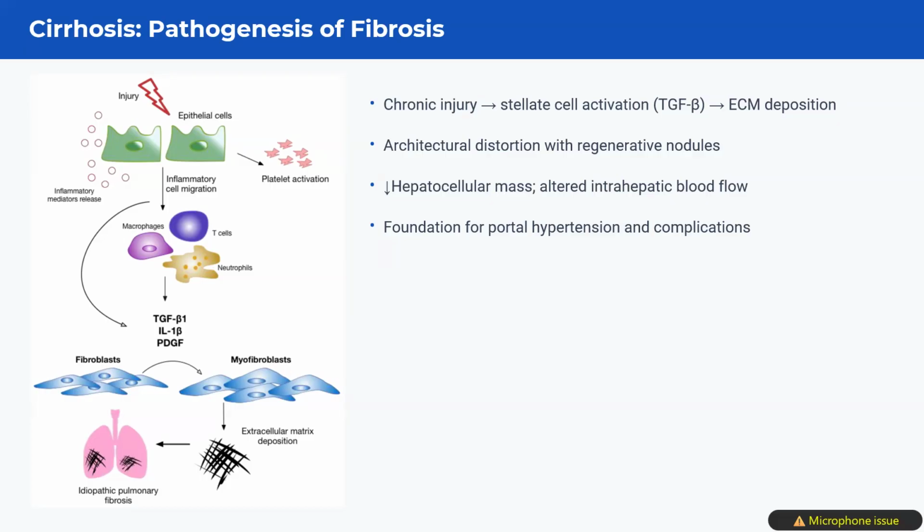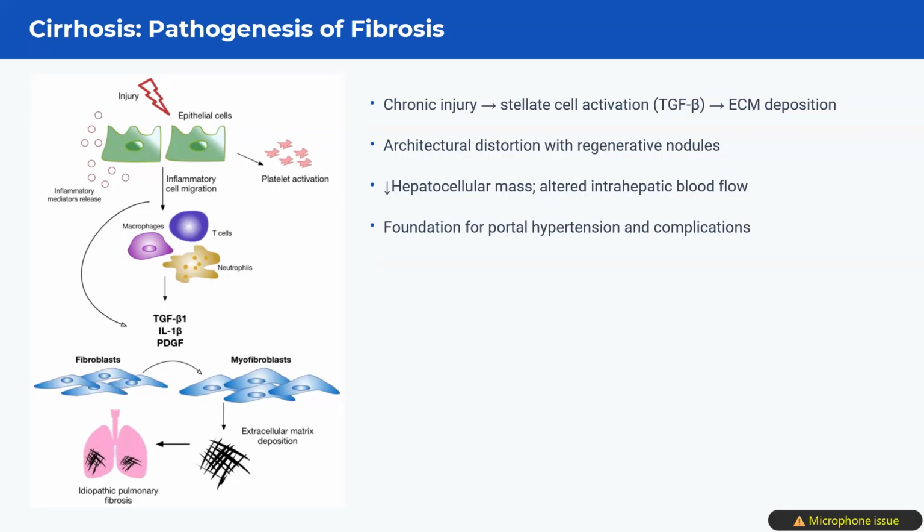Normally, they're quiescent, vitamin A storing cells. In this disease, once activated, they transform into myofibroblast-like cells that produce an extracellular matrix. That's the ECM you see on your screen there. And what happens is this collagen, laminin, fibronectin, initially is a protective response.